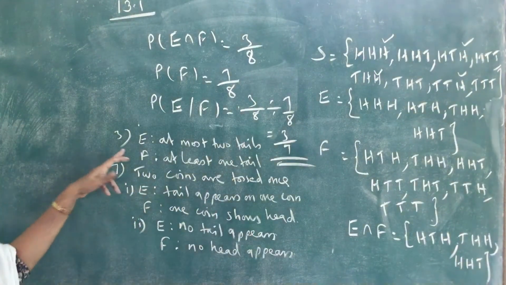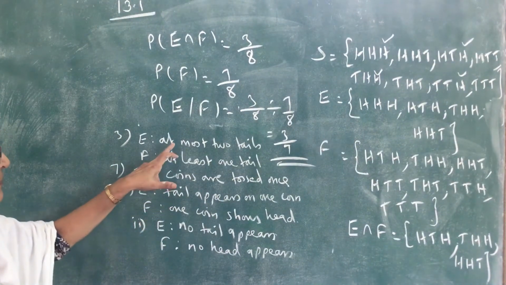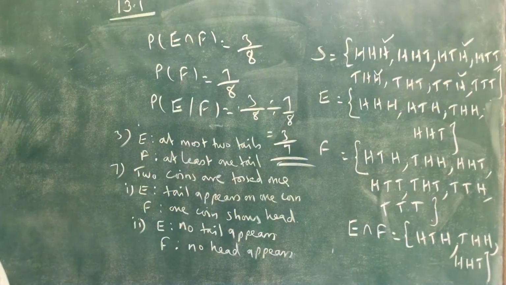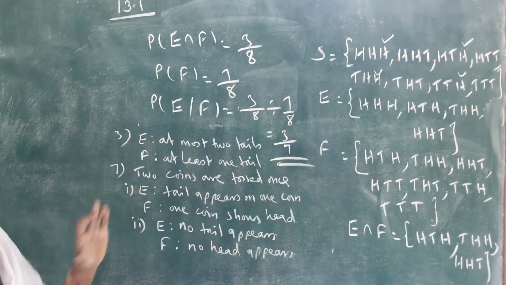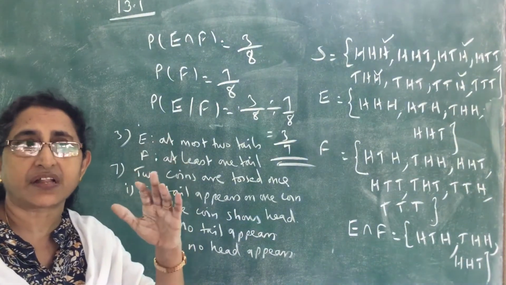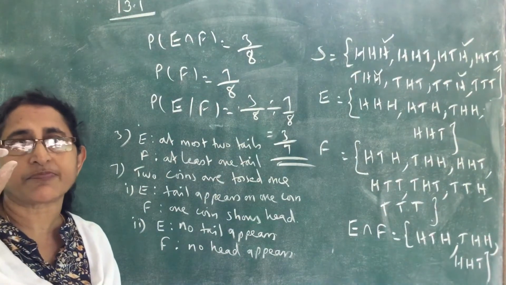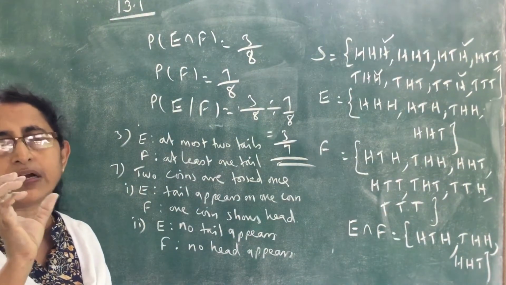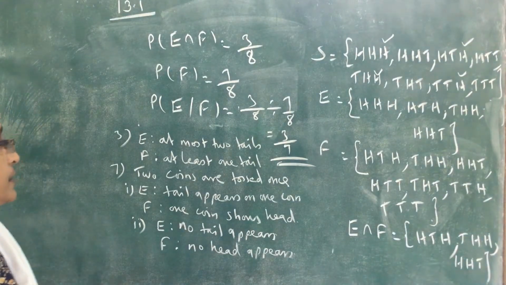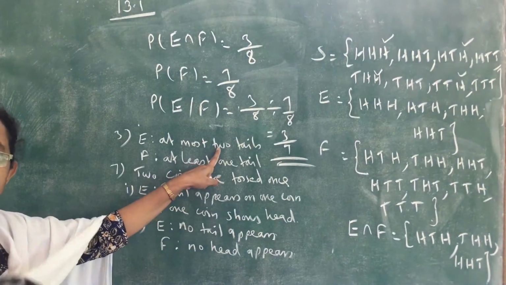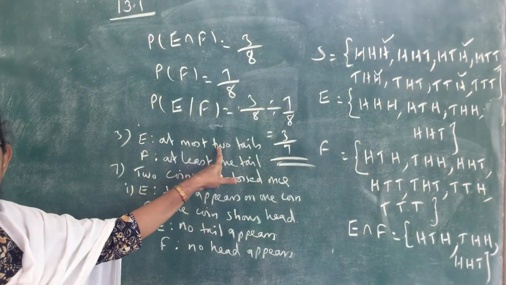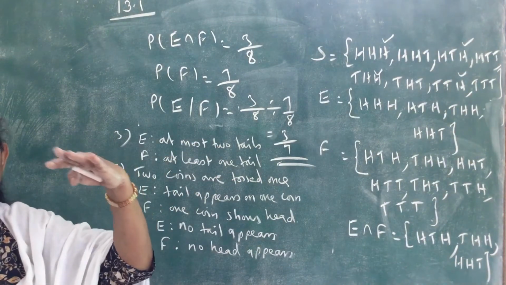Now see the third one, I will explain that. At most two tails. What is the event E? At most two tails, maximum two tails. So we have to write no more than that. Maximum two tails means you have to write the elements in which there are at most two tails: two tails, one tail and zero tails.